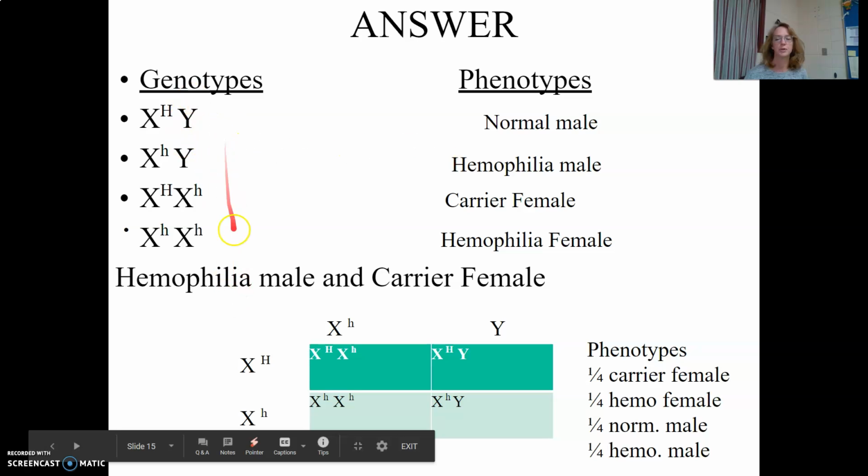So genotype choices are up here, and then when we describe them, they are down here. So we are going to practice this next with the fancy worksheet and go over it in class.